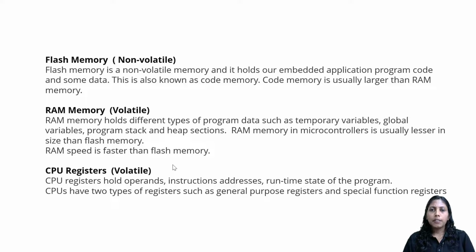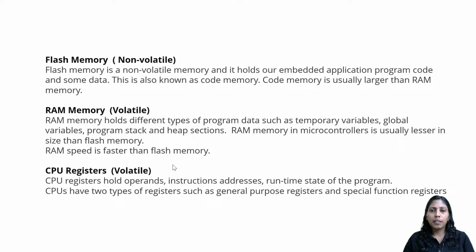One more thing I would like to discuss here is the CPU register. CPU registers are also volatile. CPU registers hold operands, instructions, addresses, and the runtime state of the program. In general, registers we can classify as general purpose registers and special purpose registers. General purpose registers are where we can store any general information. Special purpose registers means the manufacturer of the particular controller already decided that this kind of information you have to store in this particular register.